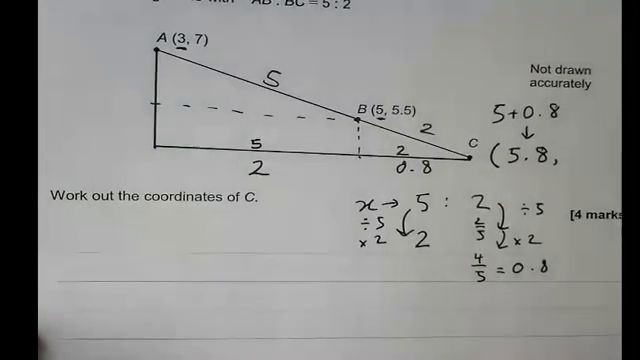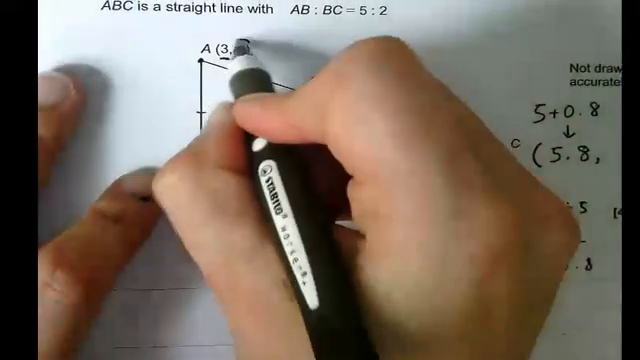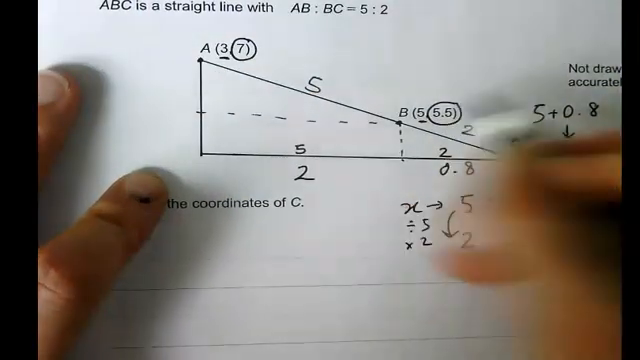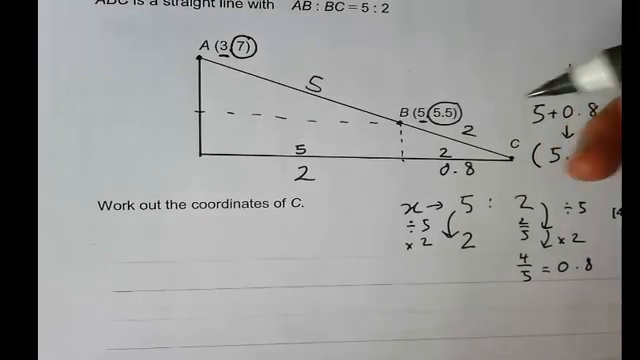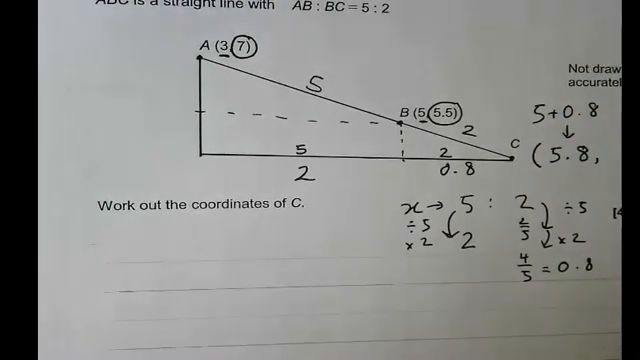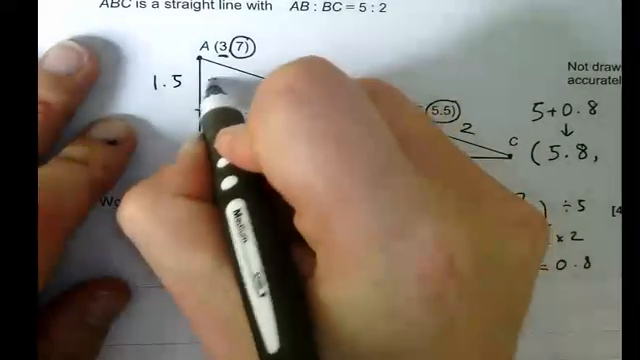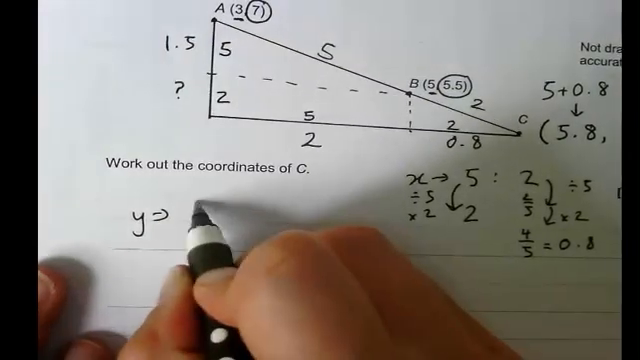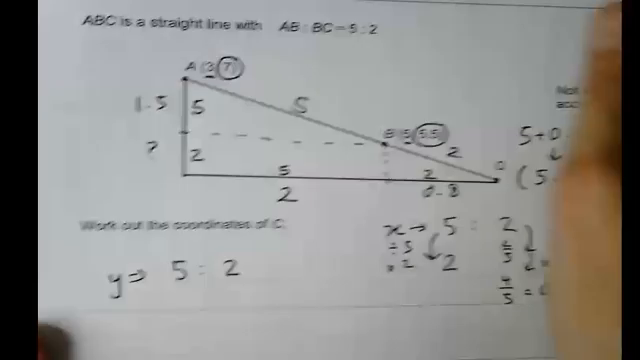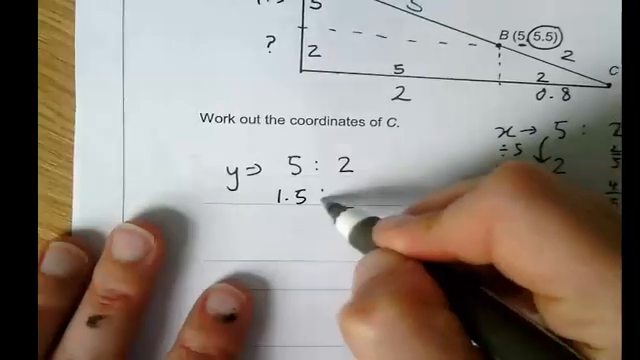And now I'm going to do the same for the y's. So this change, I'm going from 7 to 5.5, which means I'm going down by 1.5. So this is 1.5, and that's my 5 bit of the ratio. And I want to work out what this is, and that's the 2 bit of the ratio. So for the y's, I've got the ratio of 5 to 2. The 5 bit is equivalent to 1.5, and I want to work out what the 2 bit is.